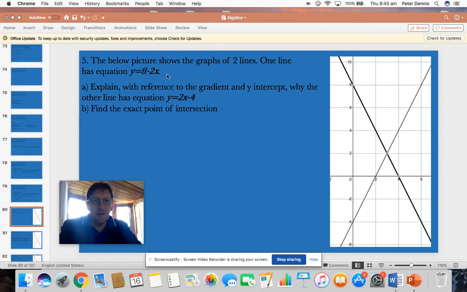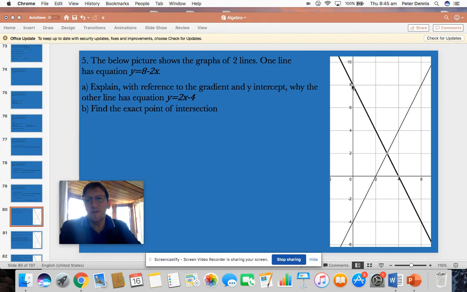Now, what do we know about y equals mx plus c? Okay, so the m here is minus 2. So the gradient of this line is minus 2. That means it's downhill, remember? And the y-intercept is 8. So this is the y equals 8 minus 2x.